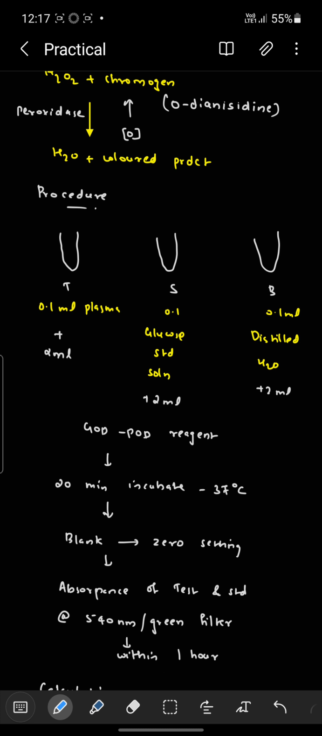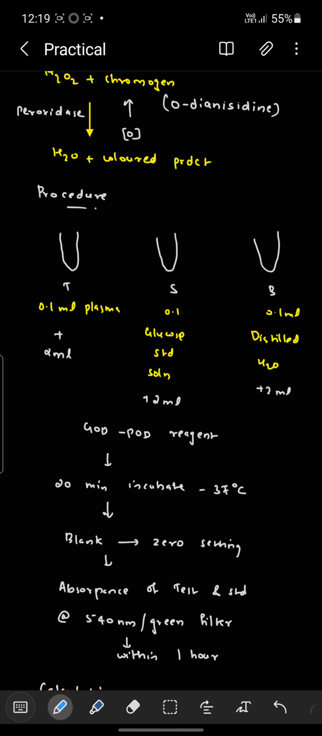So what is the procedure? Here we have three test tubes: test, standard, and blank. T is the test solution, to which we add 0.1 ml of plasma. To the standard, we add 0.1 ml of standard glucose solution, and to B, we add 0.1 ml of distilled water. To all the test tubes, we add 2 ml of the glucose oxidase peroxidase reagent. We then incubate for 20 minutes at 37 degrees Celsius.